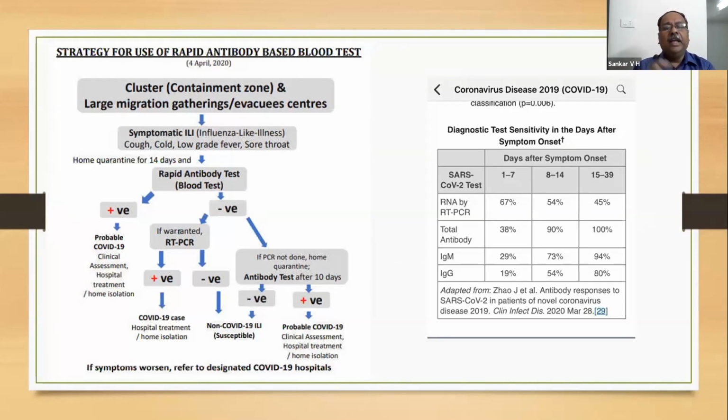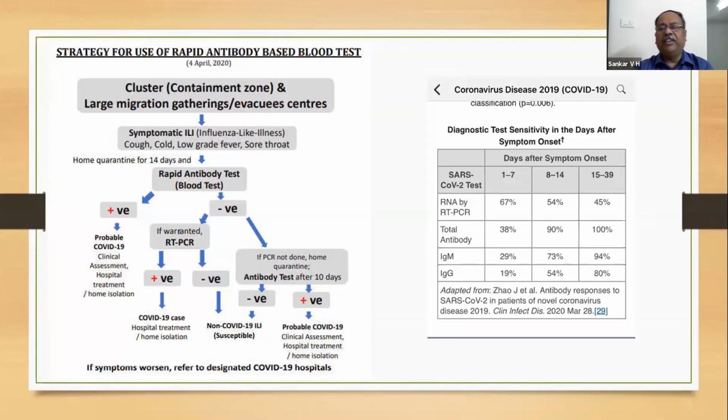Similarly, if antibody testing is positive after 10 days, then this is a probable COVID-19. So this is a protocol which can be used by a clinician, but at present it is not recommended. At present, in all acute care settings, RT-PCR has to be done for the diagnosis of COVID-19.